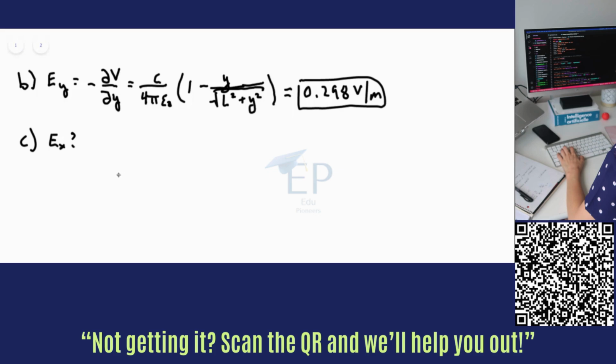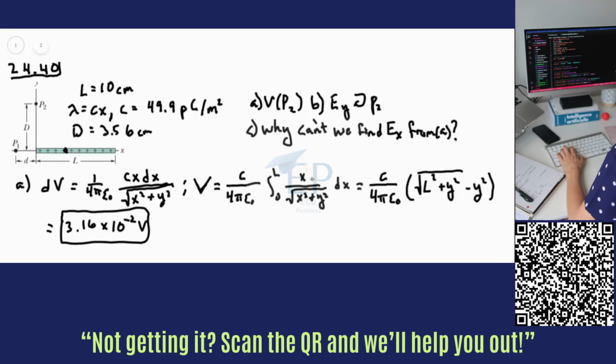Now, why can't we find E sub x from this? Well, the reason is that we set it up explicitly to find the potential for points on the y-axis and not for a general point anywhere in space. And so we integrated x out of the equation here, and so this doesn't depend on x.